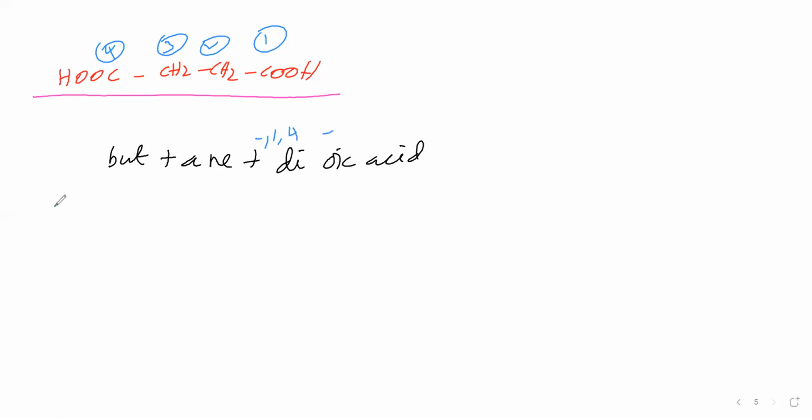So now we will say butane 1, 4 dioic acid, like that we can say. Now the last letter E of the primary suffix we need not drop, because D is not a vowel sound. Therefore the name of this compound is butane 1, 4 dioic acid.